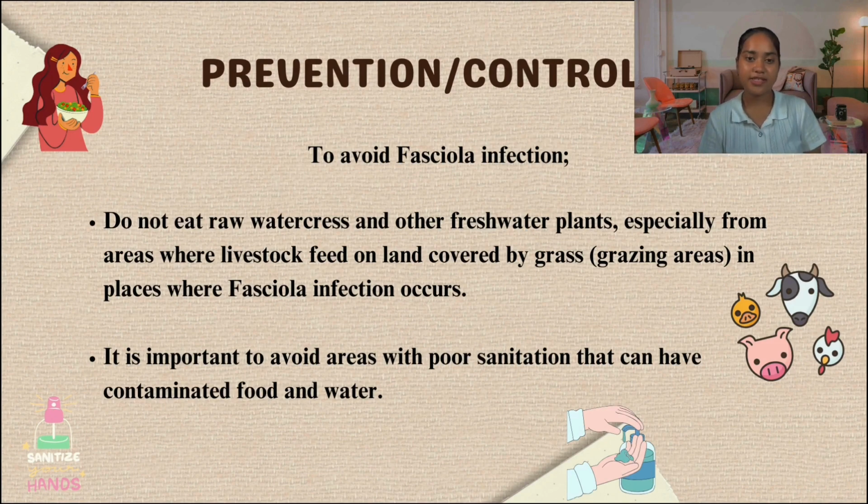Now, to conclude this presentation, the last thing is the prevention or control measures that are taken. To avoid fasciola infection, first you should not eat raw watercress and other freshwater plants, especially from areas where livestock feed on land covered by grass, in places where fasciola infection occurs. And the last one, it's most important to avoid areas with poor sanitation that can have contaminated food and water.